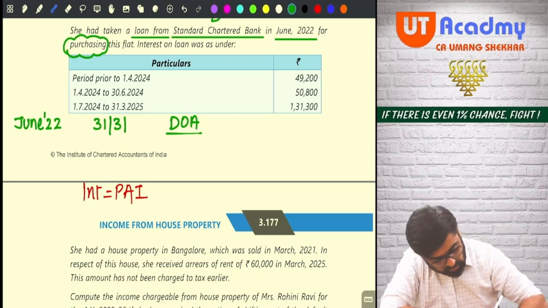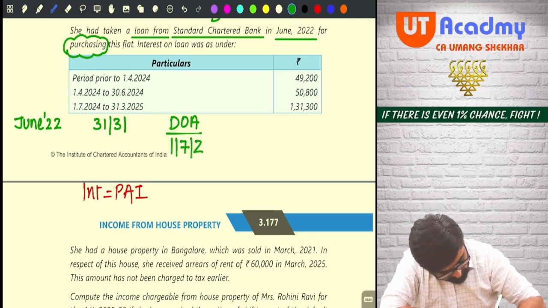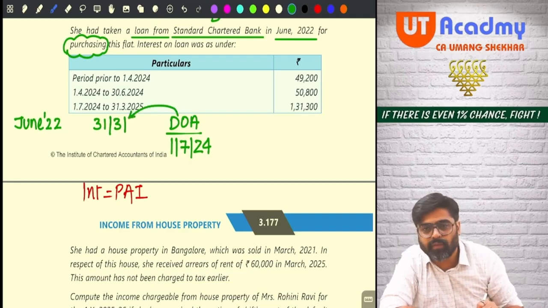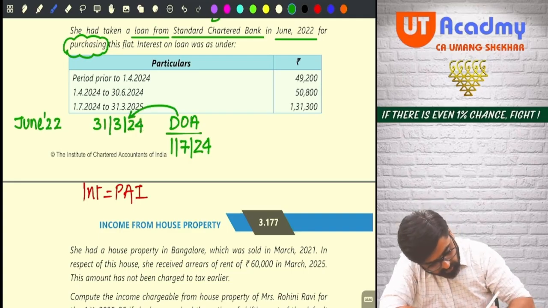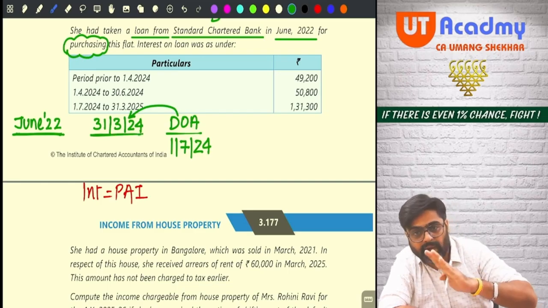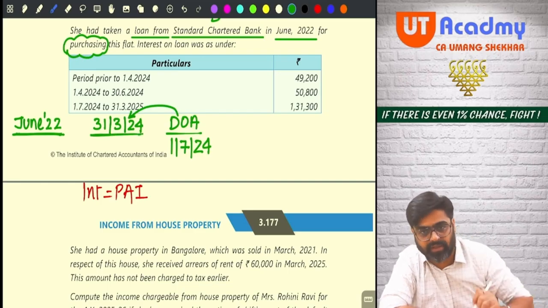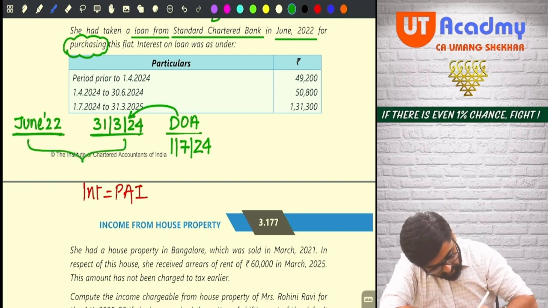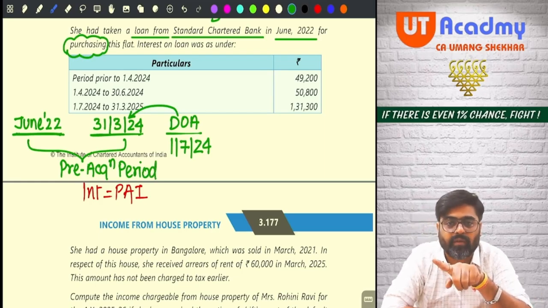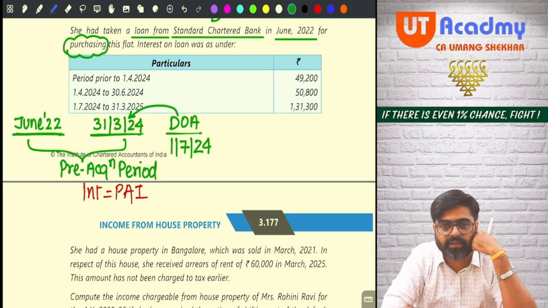So this was 1st of July 2024. So the 31st March prior to this date I have to see. So can I say 31st March 2024? So starting from the date on which the loan was taken, date of borrowing, till 31st March immediately prior to the date of completion of construction or date of acquisition, yes or no? Can I say this is my pre-acquisition or pre-construction period? And during this period, whatever interest I have given is my pre-construction interest or pre-acquisition interest?